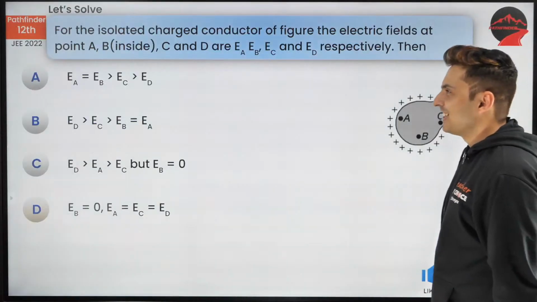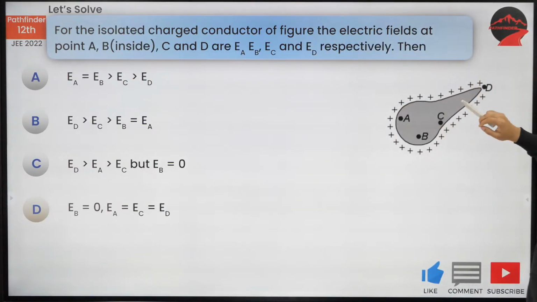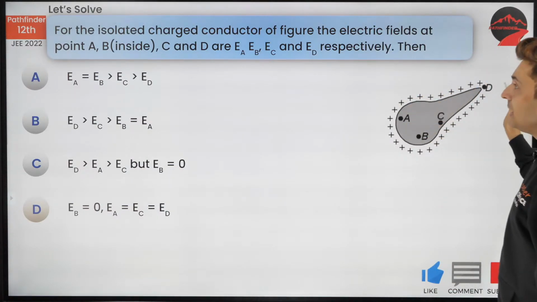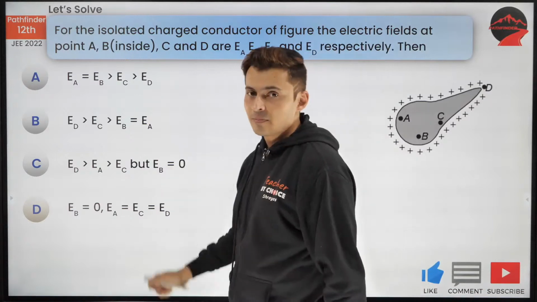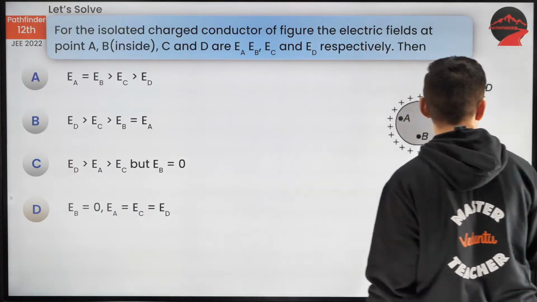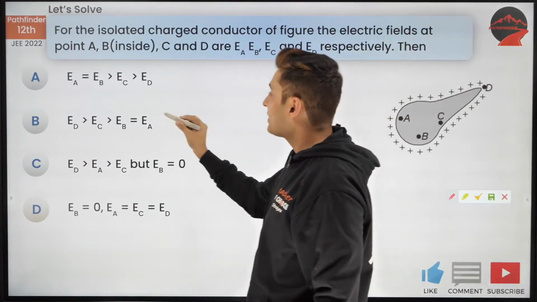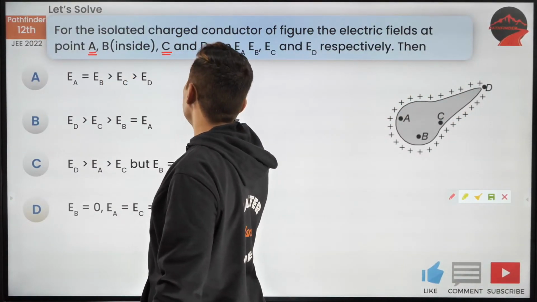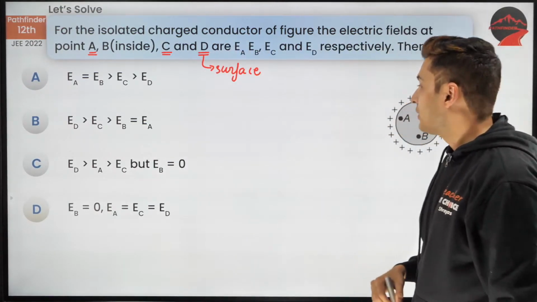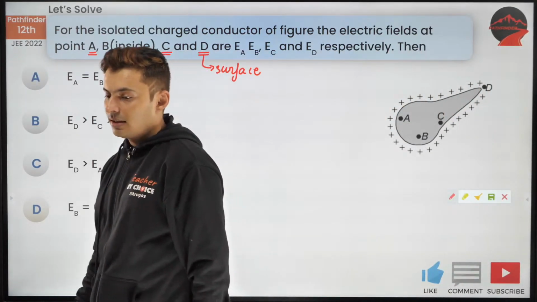Okay, so let's go to the next question coming up on your screen. For the isolated charged conductor in the figure, the electric fields at different points A, B, C, D. Remember, A, C, D are on the surface. B is inside. So B is inside, whereas all these other points like A, C and D are on the surface. So guys, think about it. I know this is not so clear, but just think about it and what do you think the correct answer should be?